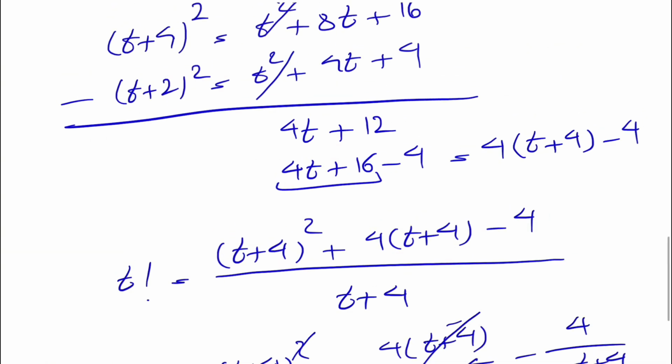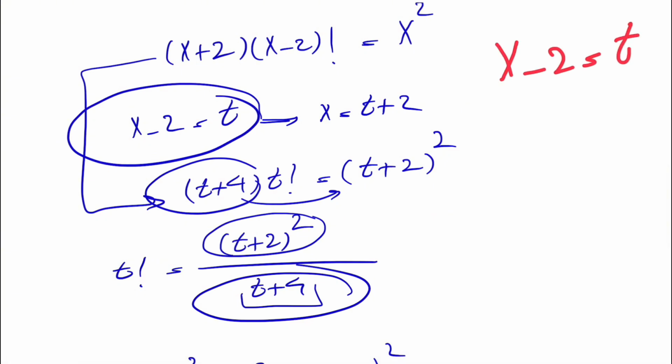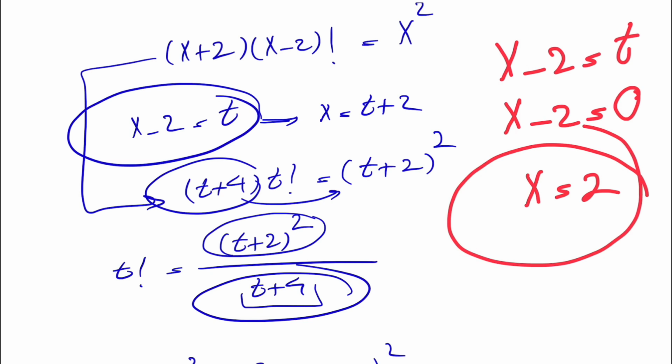But don't forget that what we called t was x minus 2 in here. So if you want to solve the equation in here, x minus 2 is equal to t. So we found our t can be only 0, so our x is equal to 2, and that would be the final answer for this question.